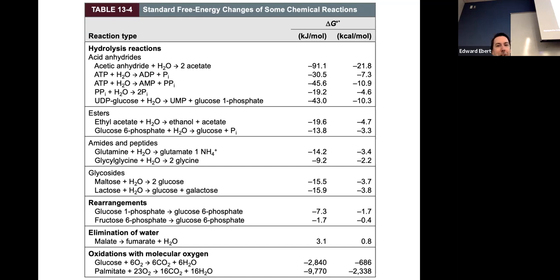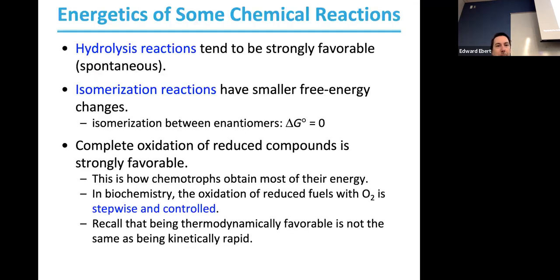If you look at things like acetic anhydride plus water to give us acetate, that is very favorable. It's going to just zip on through there. Same way, if we start burning palmitate, we get tons of energy out of there, which again kind of shows why we store energy as fat, because you can get so much energy from fat from oxidizing it. All right. And again, we measure these typically in kilocalories per mole or sometimes joules per mole, kilojoules per mole.